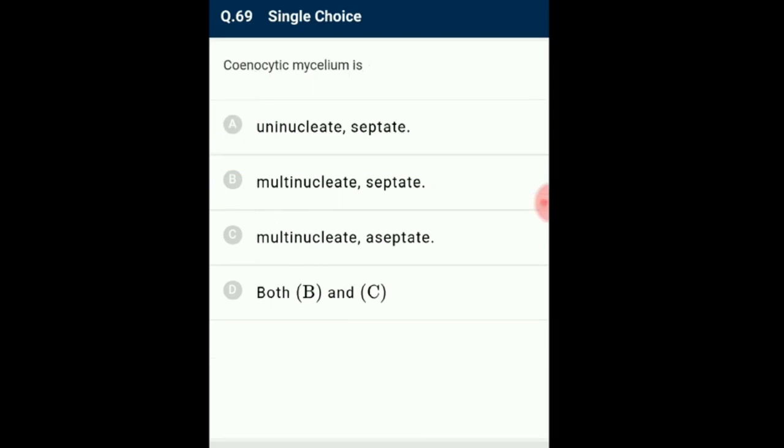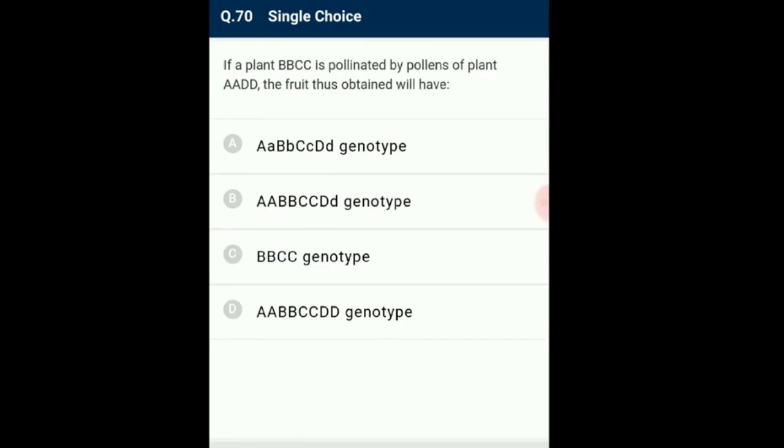Question number 69. Cenocytic mycelium is. The long branching structure of fungi involved in vegetative growth is called hyphae. The aggregate of these filamentous structures is called mycelium. Mycelium which is non-septate with many nuclei in the cytoplasm will be called cenocytic mycelium. These are generally found in parasitic fungal groups, for example algal fungi. So the answer is option C, multinucleate aseptate.